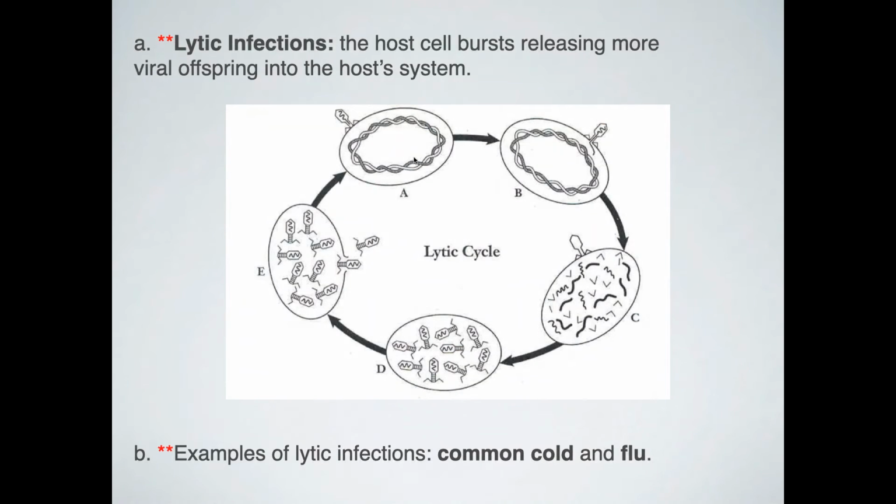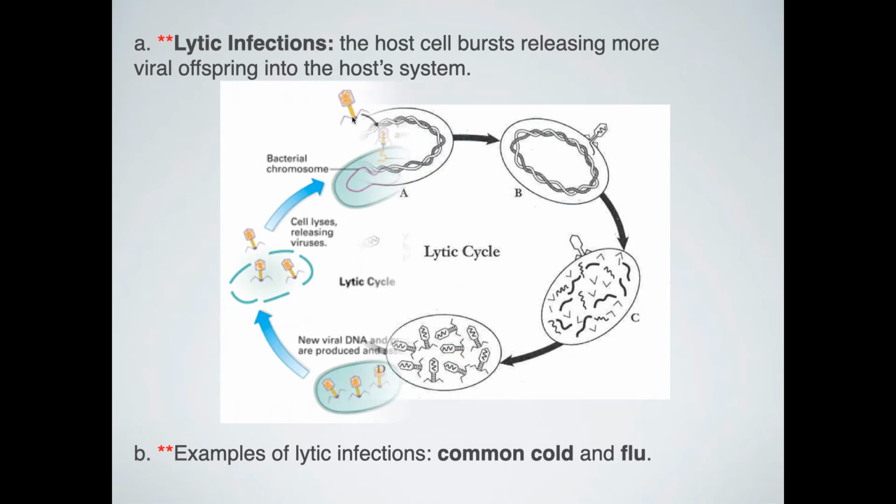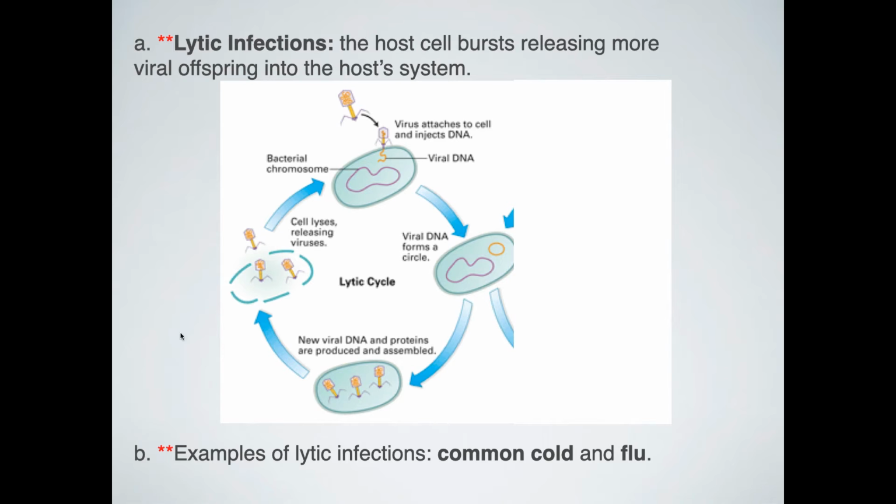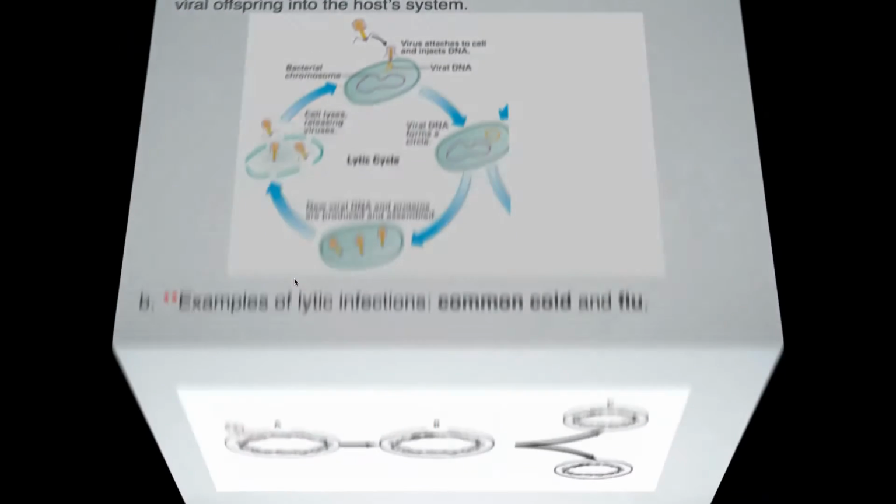So you can kind of think of them, they're not bacteriophages though, but you can kind of think of them as, okay, they enter, they say, hey, make more of me. They do, the cell will explode or rupture. And when it does that, it spreads to more cells in your body. And so the common cold and the flu are great examples of lytic infections. And again, that gives us half of this cycle.